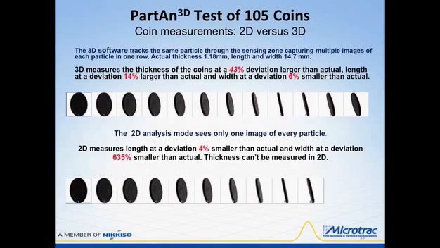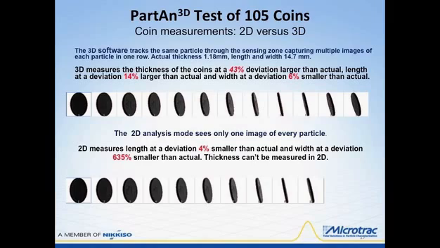Here the upper row of images were analyzed in 3D mode. So they represent a series of images of the same particle in random orientations as it's photographed tumbling through the sensing zone. The caliper measured coin thickness, again, is 1.18 millimeters, length and width 14.7 millimeters. The 3D length deviation is 14% larger than actual. The actual width has a 6% larger deviation from measured, and measured thickness 43% larger than actual.